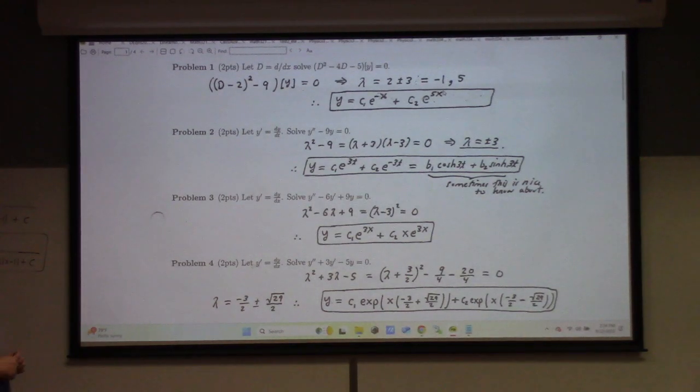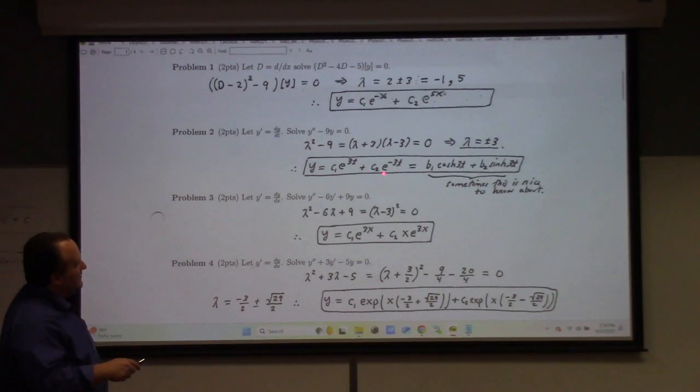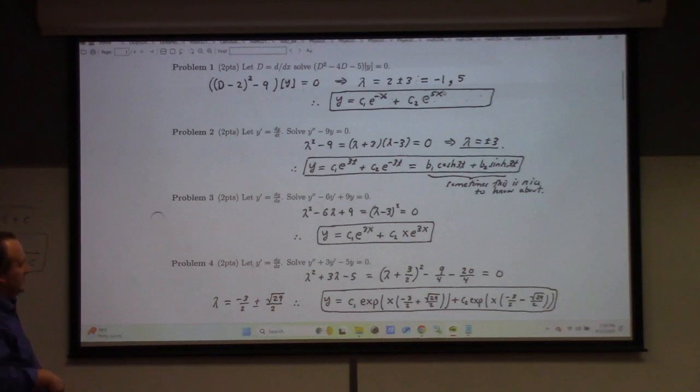Problem 2, we had plus or minus 3, so there's 2 ways to go here. The one is like e to the 3t, e to the minus 3t. Why t? Well, because I told you dy dt is y prime, right? That's why the answer here is in terms of t, whereas up here it was in terms of x. But there's another way of formulating this, which is cosh and sinh. So you got these 2 choices. Sometimes I like the cosh and sinh of 3t.